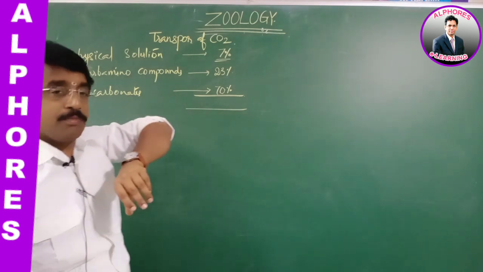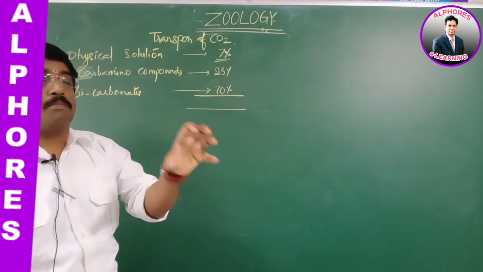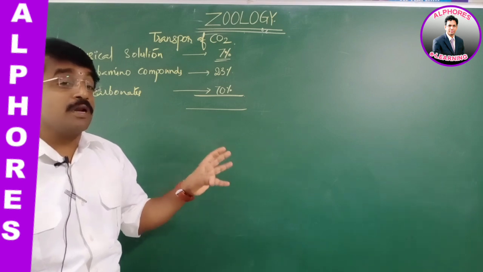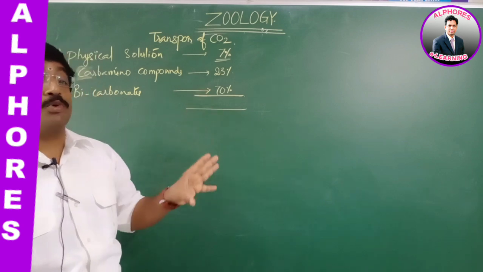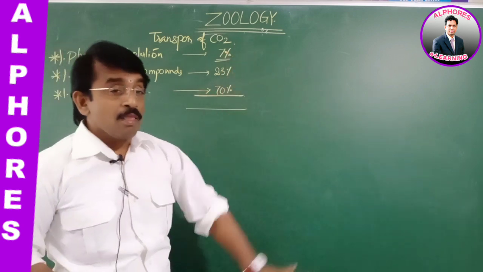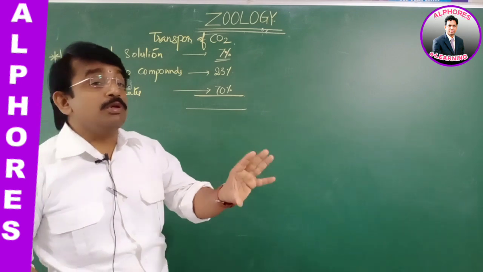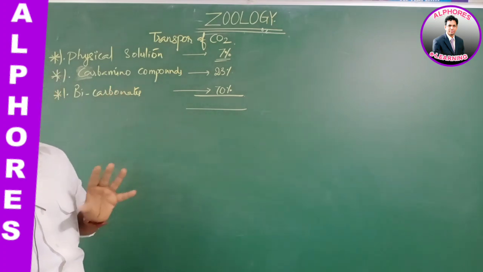The point to remember is that when the solubility of carbon dioxide is compared with O2 per unit area, the diffusion rate is 20 to 25% more for CO2 than for oxygen. Why? As the CO2 solubility is more. That is the point to remember and recall.